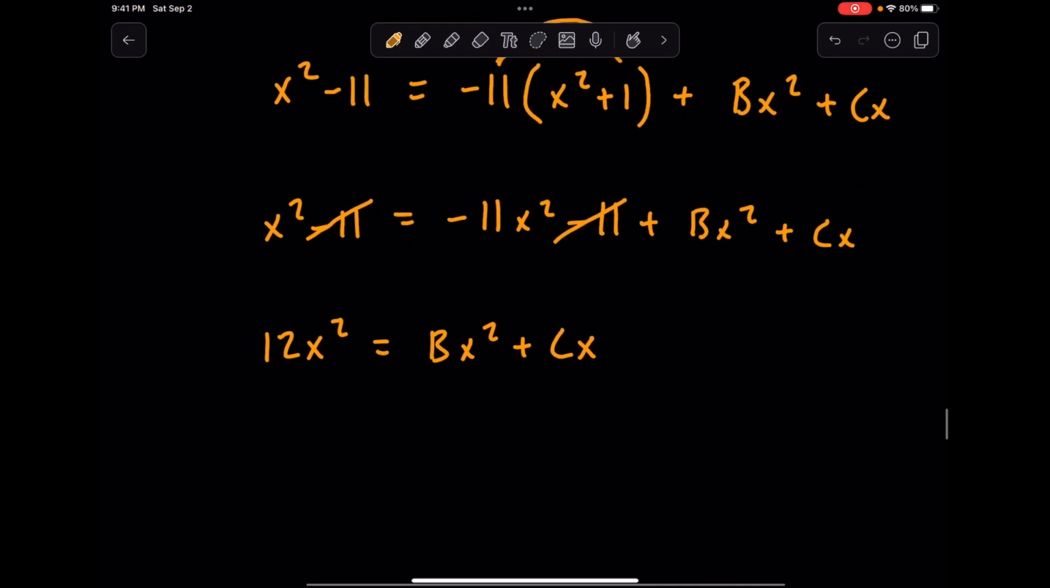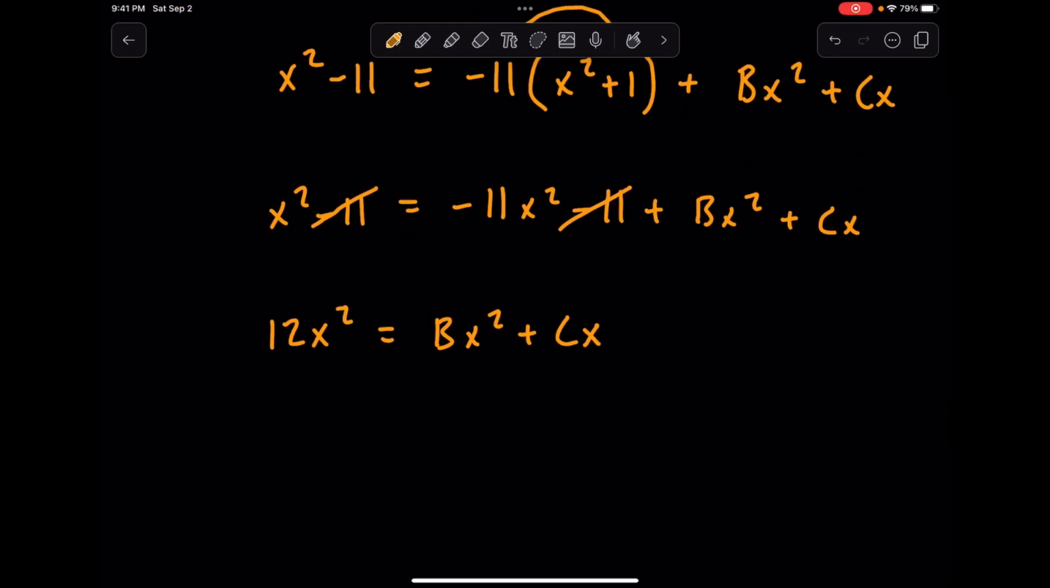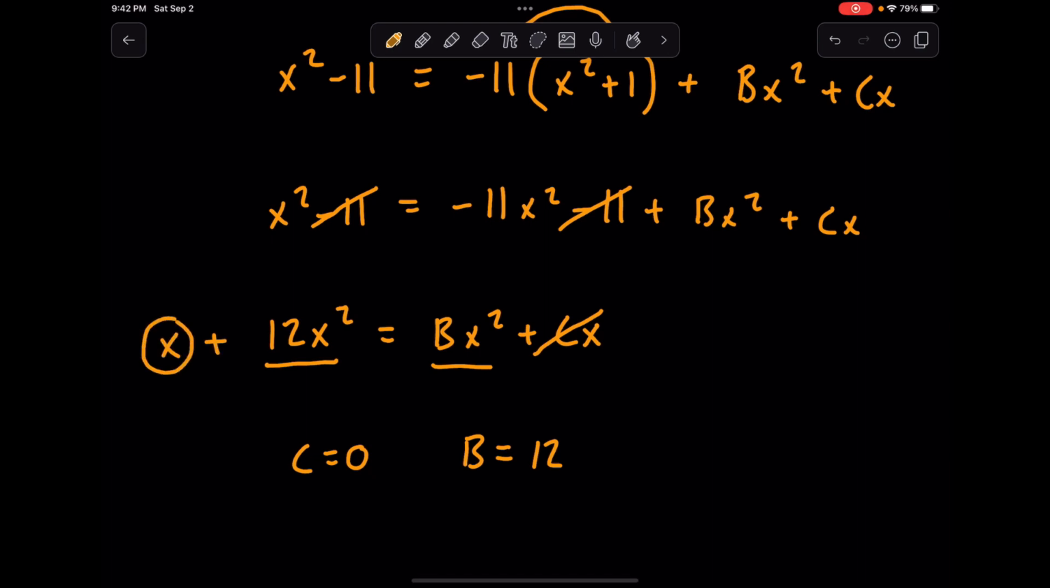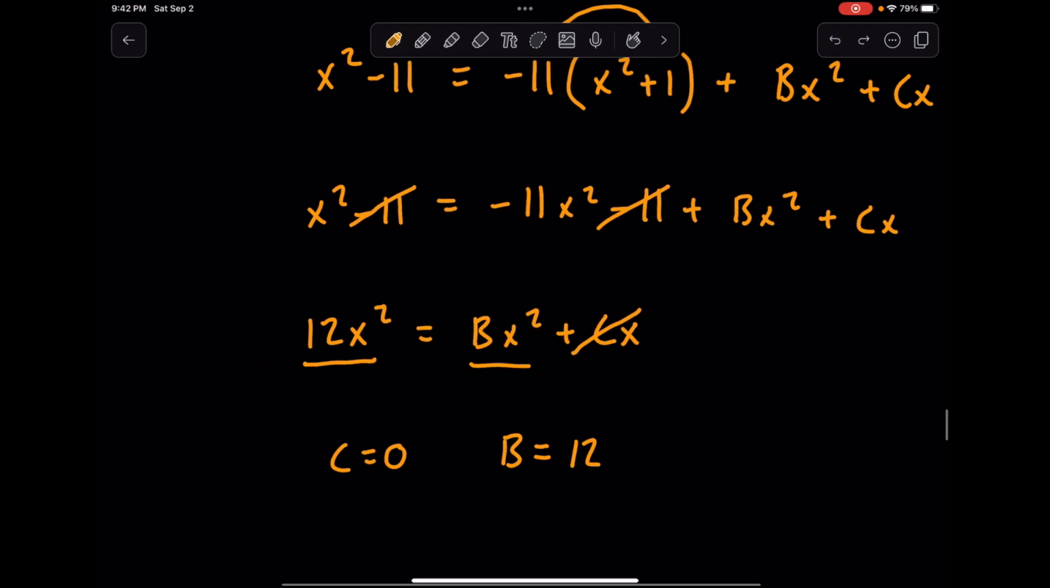Now from here we need to use some logic. Since the left-hand side of this equation doesn't have any x term on its own, it only has x squared terms, we can figure out that c is just 0. And if c is 0, then this term goes away. And to match up these terms, b would just be 12. Again, if there was an x term over here, for example like this, then we would need to solve for whatever c was. But in this case, that doesn't exist.